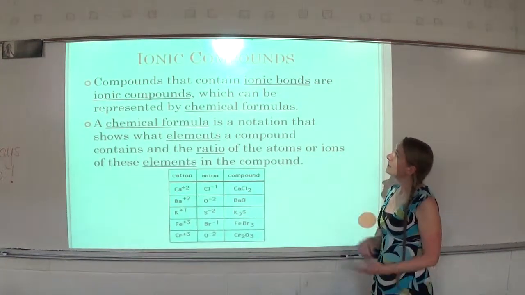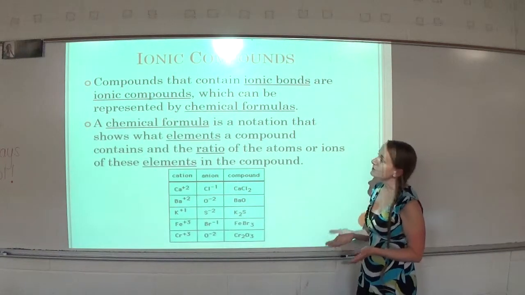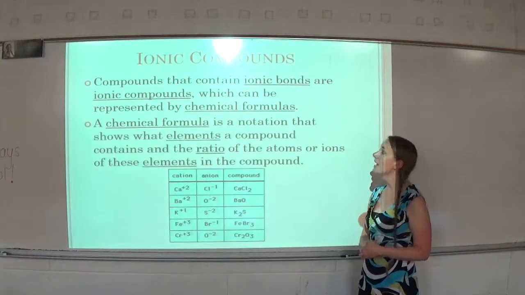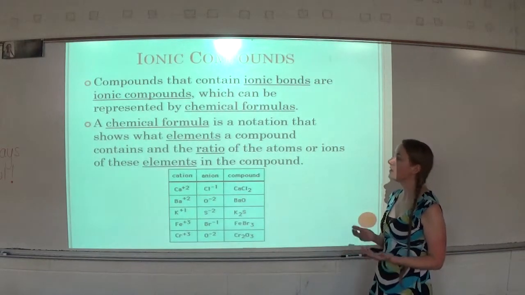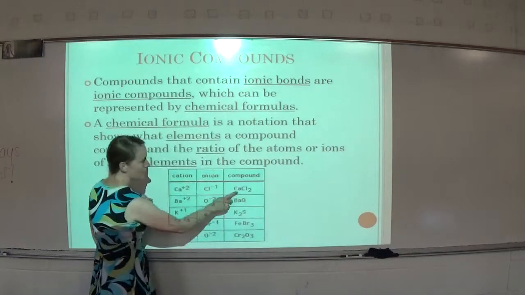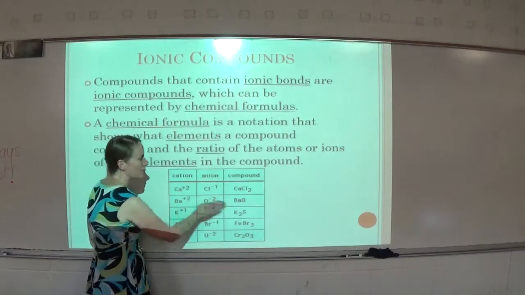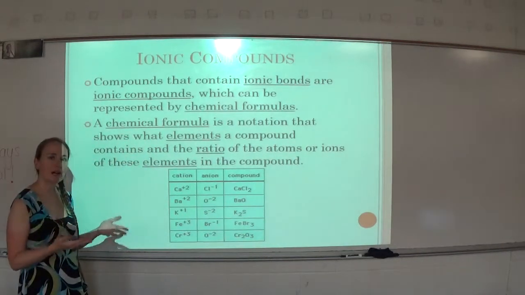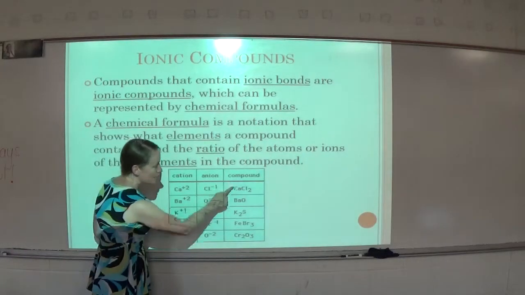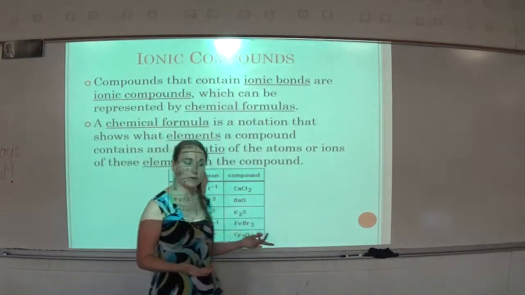Compounds that contain ionic bonds are ionic compounds, which can be represented by chemical formulas. A chemical formula is a notation that shows what elements a compound contains and the ratio of the atoms or ions of these elements in the compound. For example, you just saw calcium chloride, so it's CaCl2, whereas barium and oxygen form BaO. It's all about the charges, and we'll talk about how to cross charges in a few minutes. But these are examples of chemical formulas, and so they show us the ratio of the elements involved in that compound.